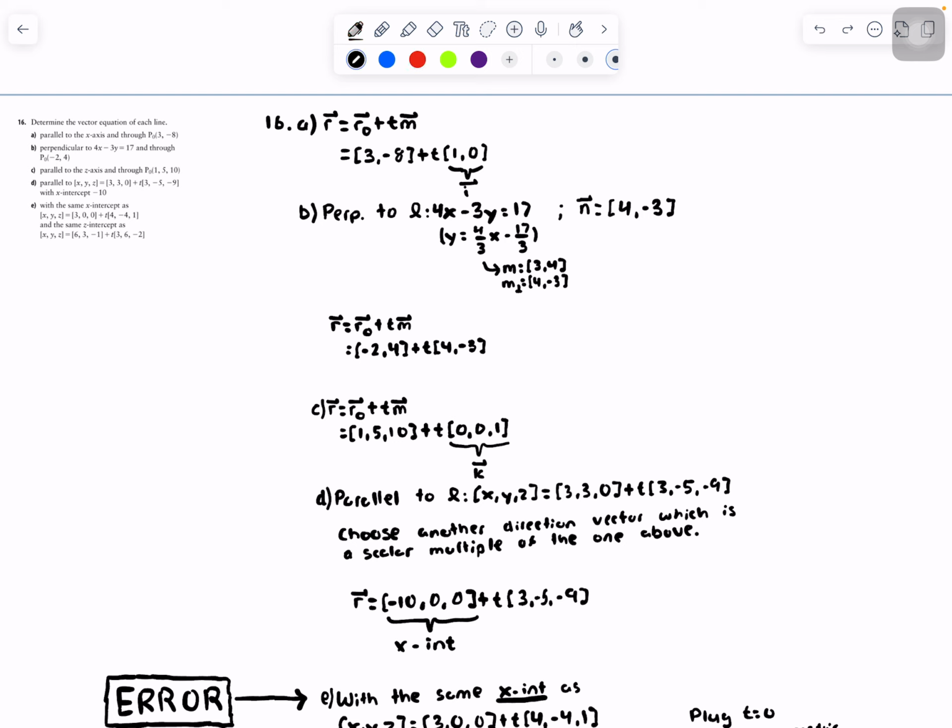You can envision this same problem in 3 space. So you have 1, 5, 10. Let's say that point P naught is here. And then the line going through it would be like this. Okay? So that's why the direction vector along this line would be K. I can add it any times as I want with the parameter T as well. Okay?